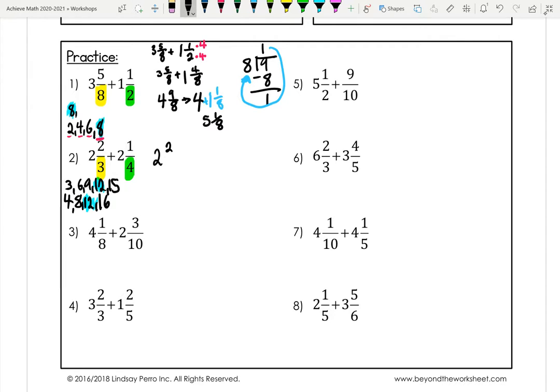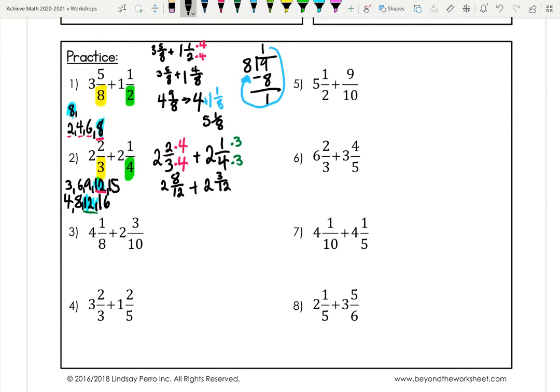So 2 and 2/3. How many 3's make 12? Well, 12 is the fourth term in the multiples of 3. Let me look at 1/4. Well, 12 is the third term of the multiples of 4. I only multiplied the fractional part, and I get an equivalent fraction of 2 and 8/12 plus 2 and 3/12.